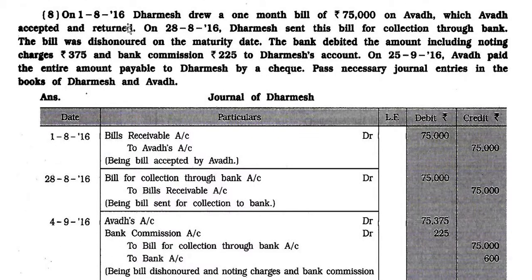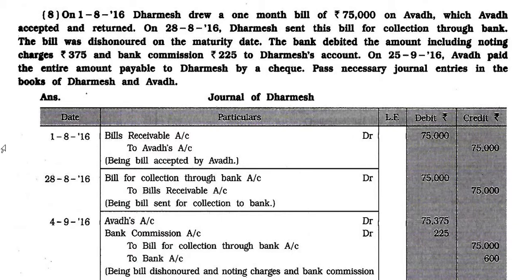On 1/8/2016, Dharmesh drew a 1-month bill of rupees 75,000 on Awadh, which Awadh accepted and returned. On 28/8/2016, Dharmesh sent this bill for collection through bank. The bill was dishonored on the maturity date. The bank debited the amount including noting charges rupees 375 and bank commission rupees 225 to Dharmesh's account. On 25/9/2016, Awadh paid the entire amount payable to Dharmesh by check. Pass necessary journal entries in the books of Dharmesh and Awadh.